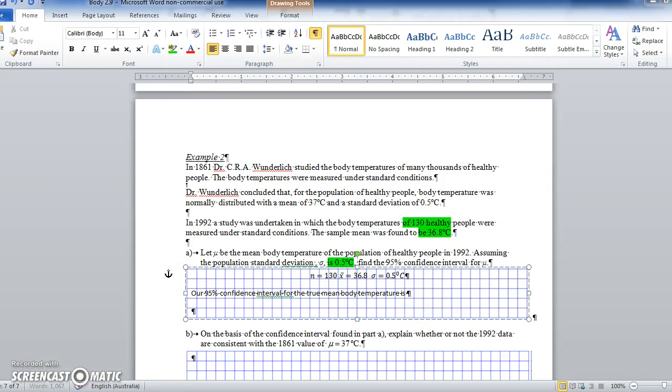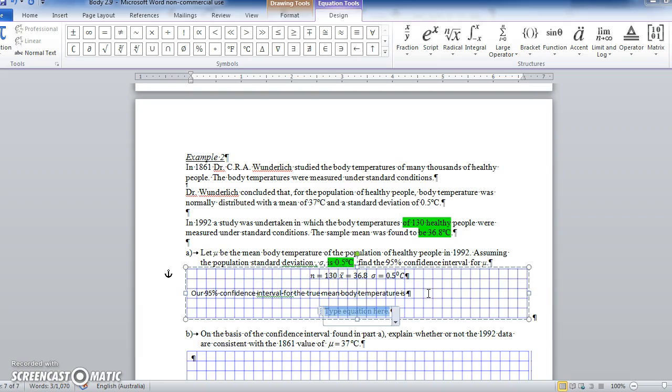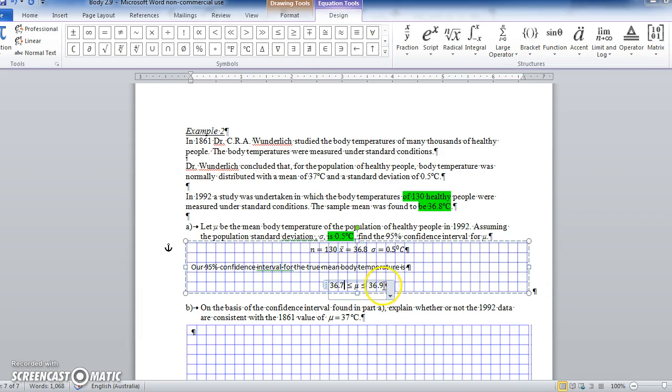figures. So our 95% confidence interval is 36.7 is less than or equal to mu, which is less than or equal to 36.9. And if you wanted to be particular, you could put units on these, but I don't know that that's going to work for me at the moment, so we'll just assume that you've put your units there. So the 95% confidence interval for the true mean body temperature is that.